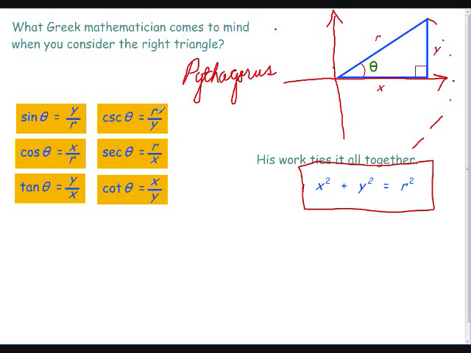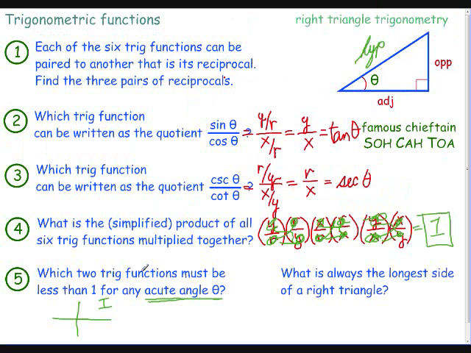Certainly never going to be less than 1 because r is typically the bigger number. It's y is never larger than r, x is never larger than this, and this could be anything. So our answer here is sine and cosine. Those never get to be greater than 1. So must be less than 1: cosine theta and sine theta.